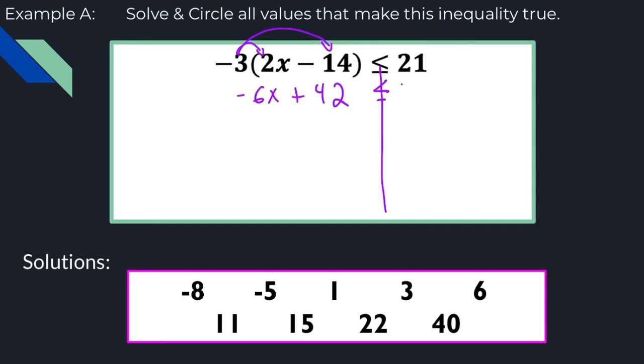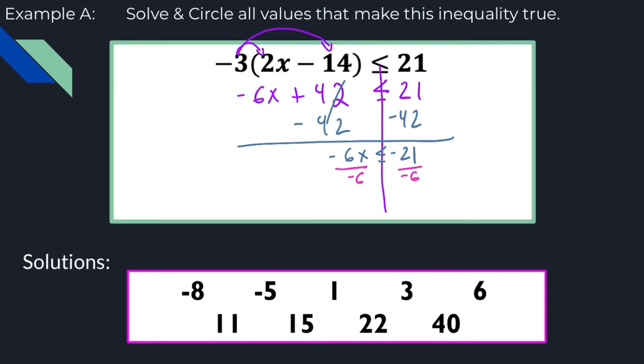Bring down our symbol. We didn't do anything with that. Bring down our 21. Now we need to get rid of our constant by subtracting 42 on both sides. These are going to cancel. Bring down -6x. 21 minus 42 is going to be -21. I didn't multiply or divide by a negative, so my sign is going to stay the same. And then my final step here is to divide both sides by -6. -6 and -6 are going to cancel. Bring down my x. Now I did multiply or divide by a negative here. I divided by -6, so my sign is going to flip.